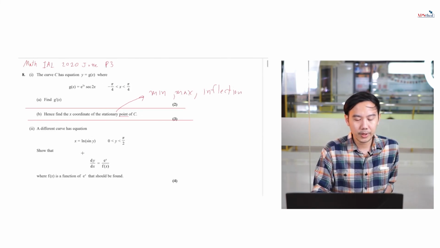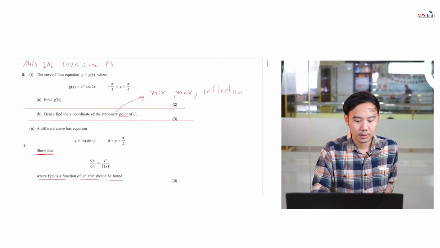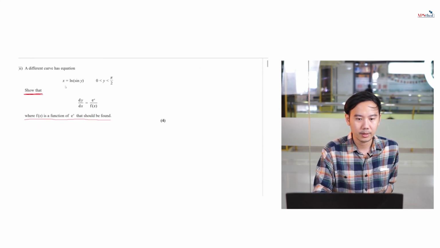Now we are down to the last question, which says a different curve has an equation of x equals ln sine y, where y is between 0 and pi over 2. They need you to show that dy by dx will equal e raised to the power of x over f(x), where f(x) is a function of e to the x that should be found. So this is kind of a show-that question. Okay, so let's get this problem to a new page.